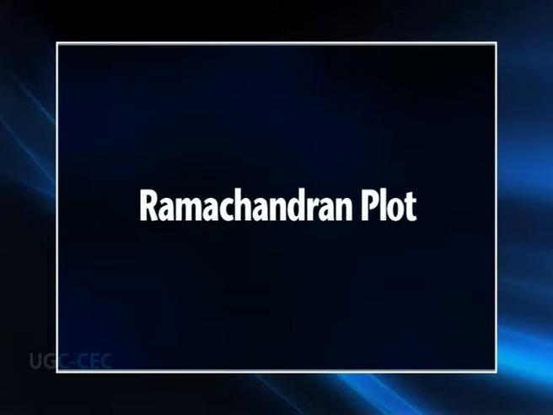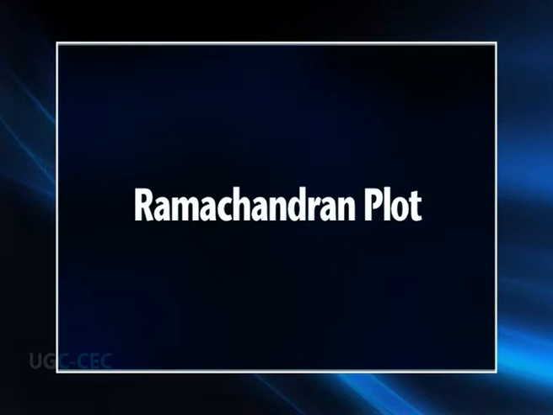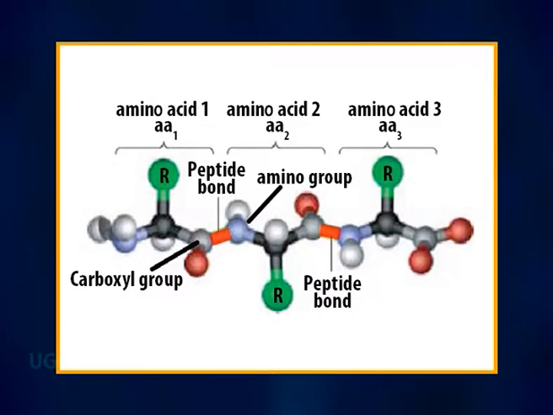Now the third objective, which is the Ramachandran plot. A peptide bond is basically a chemical bond which is formed between two molecules when the carboxyl group of one molecule reacts with the amino group of another molecule with the elimination of the elements of water. The peptide bond has a considerable double bond character, and this prevents rotation around the bond in the polypeptide chain.